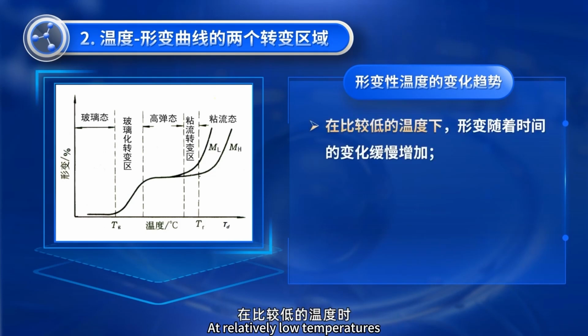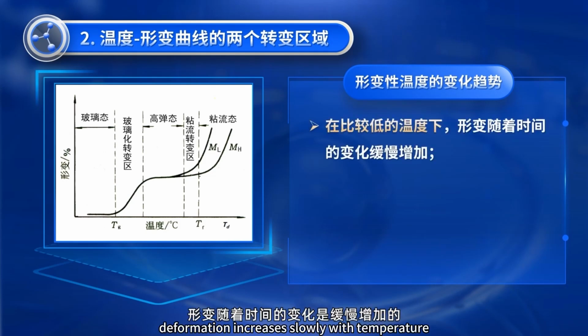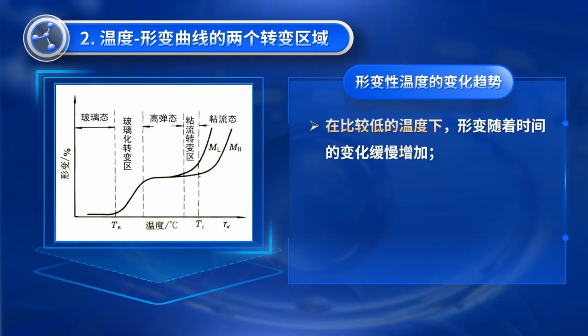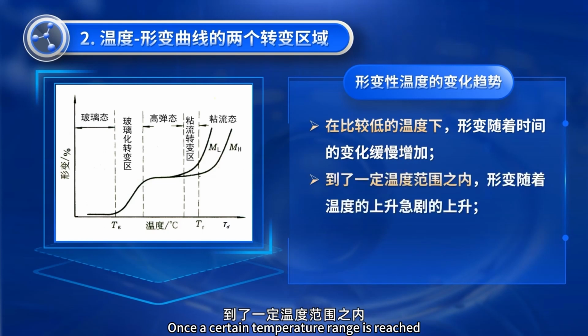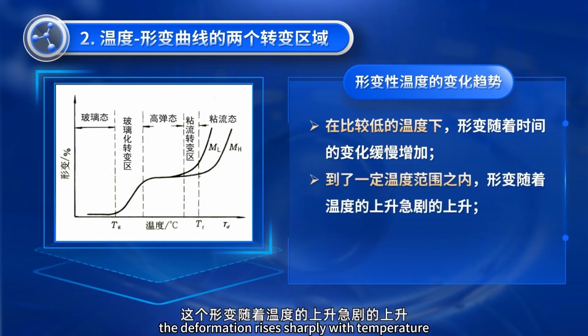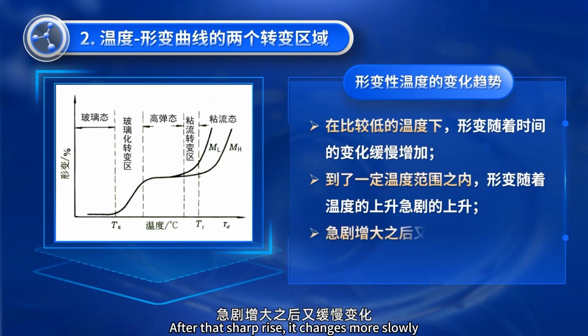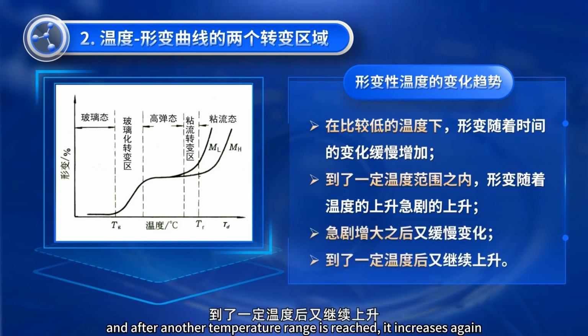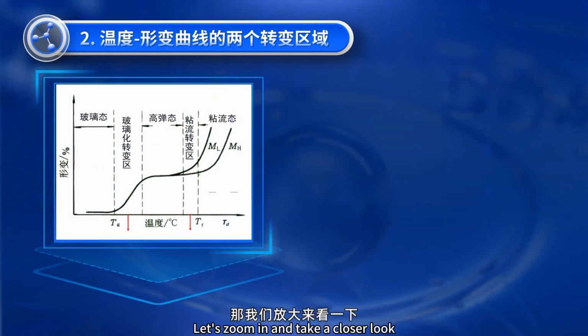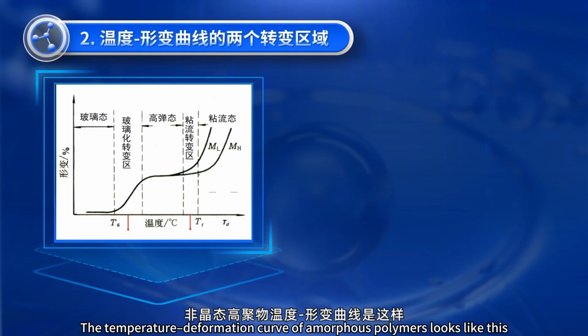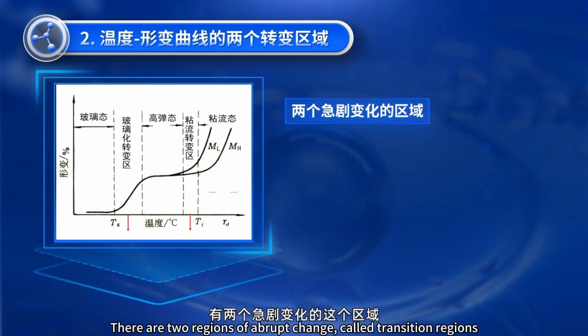At relatively low temperatures, deformation increases slowly with temperature. Once a certain temperature range is reached, the deformation rises sharply with temperature. After that sharp rise, it changes more slowly. And after another temperature range is reached, it increases again. Let's zoom in and take a closer look. The temperature deformation curve of amorphous polymers looks like this. There are two regions of abrupt change, called transition regions.